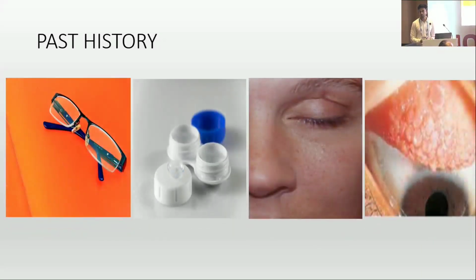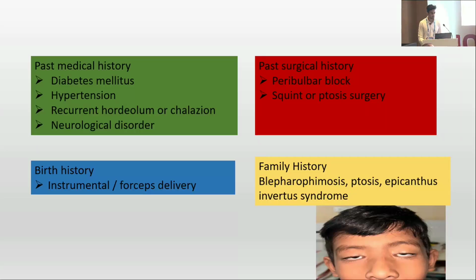In past history, it is important to ask about childhood amblyopia and spectacle usage, ill-fitting contact lens which can cause blepharospasm, eyelid trauma, and recurrent allergic conjunctivitis. In past medical history, a history of diabetes mellitus and hypertension is important as they can cause ischemic palsy.